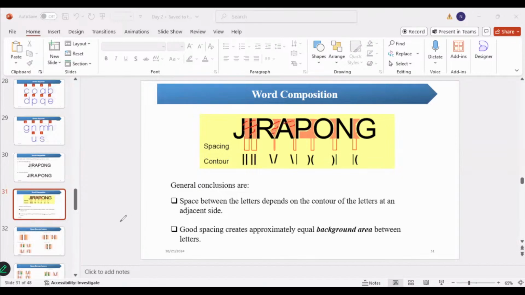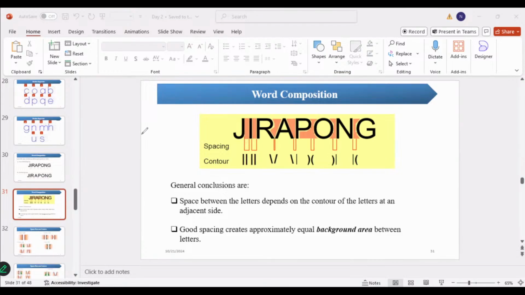Okay. Contour කියන්නේ the area between two letters. Spacing is the width between two letters, the gap between letters, taken as a single line this way. Contour is when we take the entire area. Okay. So contour is an area between two letters.